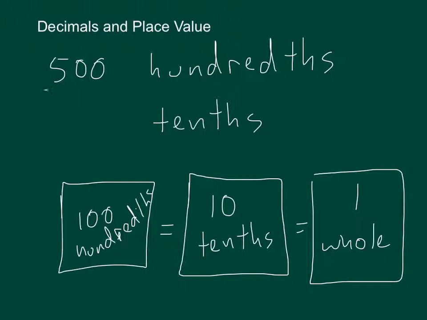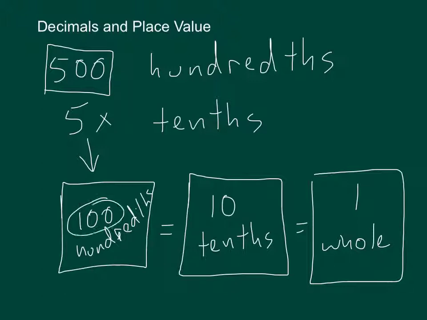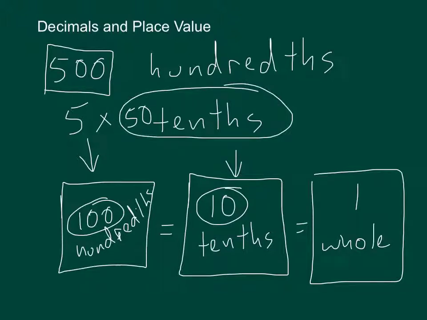So let's say we have 500 hundredths. That means that we have 5 of these boxes, so we have 5 times 100 hundredths. In terms of tenths, we know 100 hundredths is the same thing as 10 tenths. And if we have 5 boxes that each have 10 tenths in them, 5 times 10 would be 50. So we would actually have 50 tenths. So 500 hundredths is the same thing as 50 tenths.